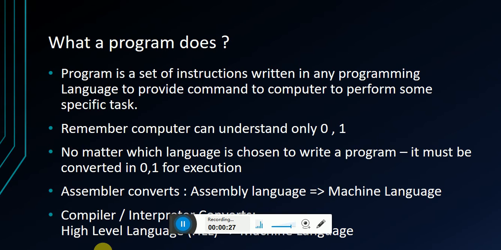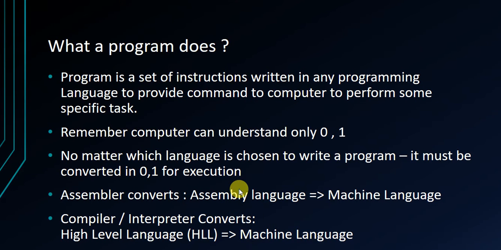What a program does. A program is a set of instructions written in any programming language to give commands to the computer to perform some specific task. Remember, a computer can understand only 0 and 1. No matter which language is chosen to write a program, it must be converted into 0 and 1 for execution.